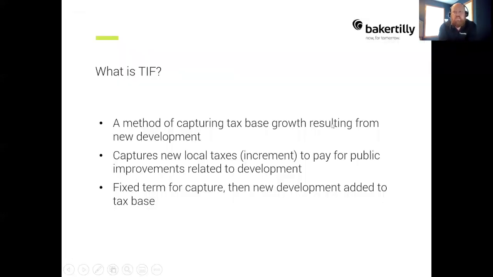So to begin with, what is TIF? TIF is a method of capturing tax-based growth resulting from new development. The tax increment district will capture the new local taxes, or the incremental growth in those taxes, to pay for public improvements related to the development. And there's a fixed term for the capture, and then the development is added to the tax base.